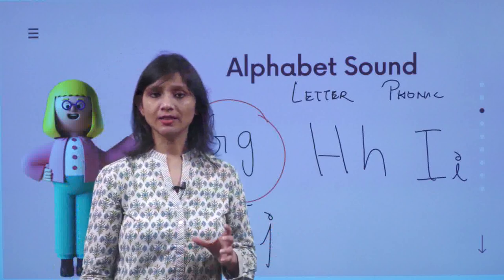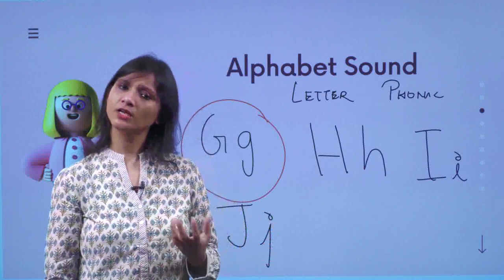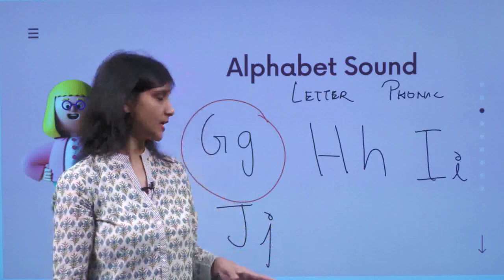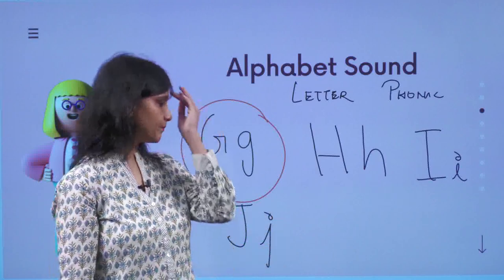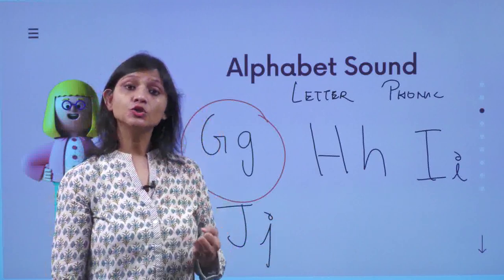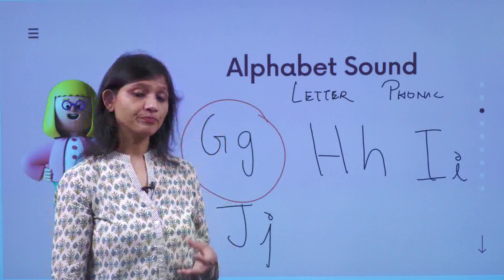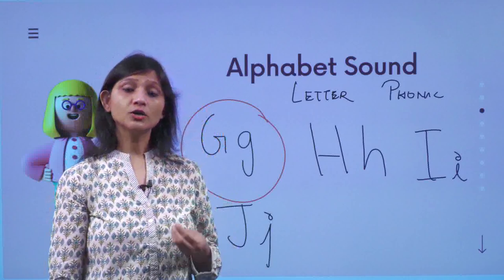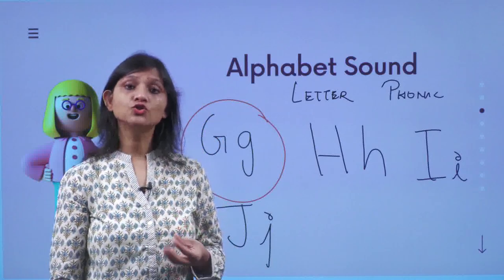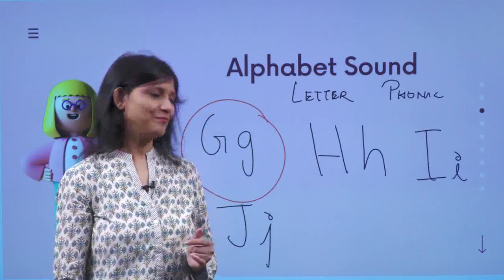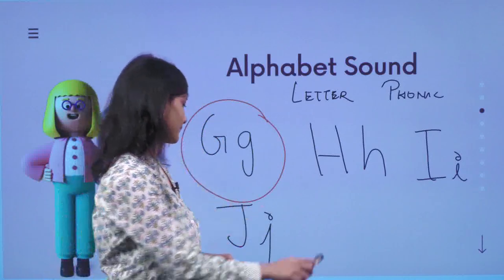Now, the next letter is J. Letter sound of J is J. What is the phonic sound? That is the sound that gets produced when we talk. It's ch, ch. Okay? Ch, ch, jug. Ch, ch, jar. Ch, ch, jam.